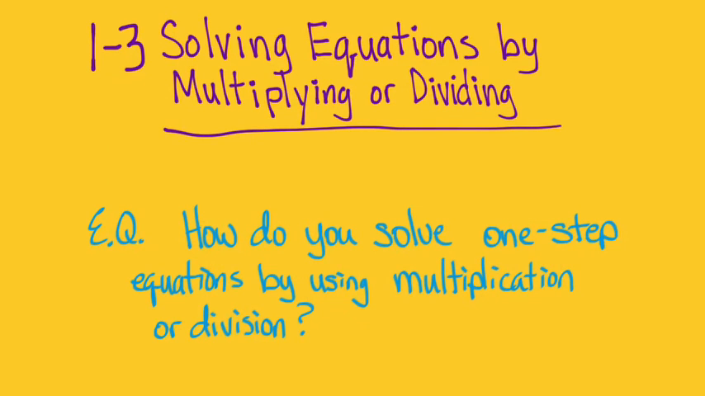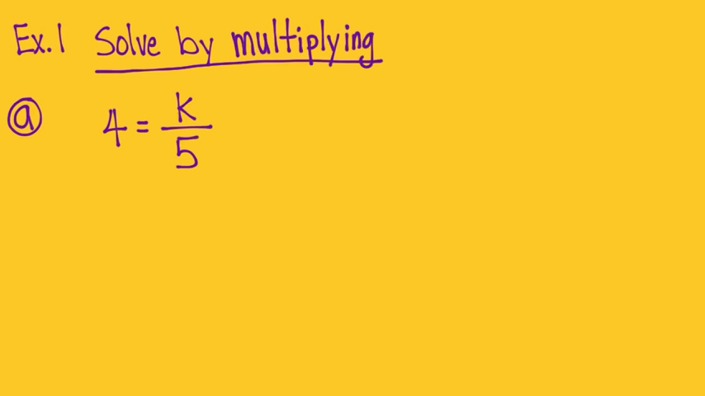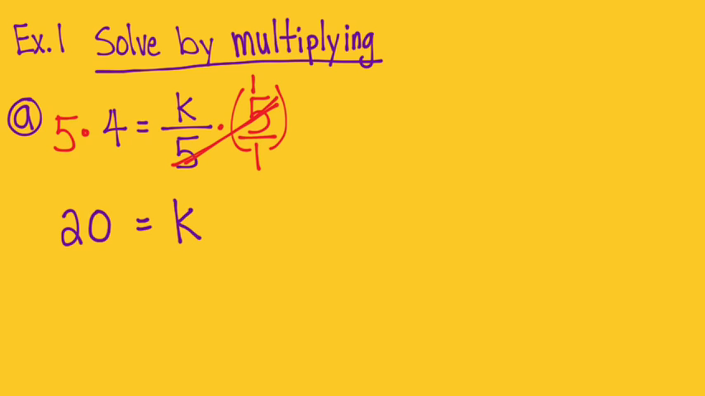So we're at 1-3, solving equations by multiplying or dividing. In our first example, we're going to be solving using our inverse operation. Because k is divided by 5, in order to solve for it, we use the inverse or opposite, which is multiplying. So we'd multiply both sides by 5, solving for k, and we want to write it so that k equals 20, not 20 equals k.